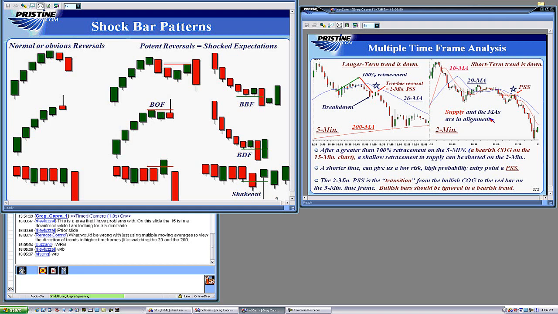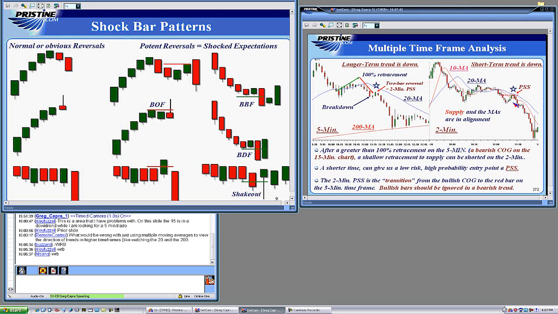Ideally, the ideal sell setup occurs in an area of resistance, where there's supply. So again, this green bar into the red bar was the PSS on the 2-minute, that transition from the green into the red. Now, on the 5-minute, because we look for the highest probability patterns, ideally this little red bar would have taken out that green bar's high. That's what I would have wanted.